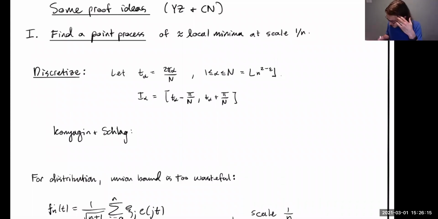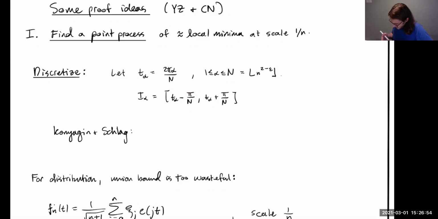So, okay, we're going to try and capture the local minimum of this function, or the global minimum. To do anything, we're going to need to discretize to look at it on a finite set. So we just take capital N many points equally spaced in the interval minus pi to pi, and we'll call those T alpha. Then I'll write I alpha for the interval of width 2 pi over n, with T alpha as its midpoint.